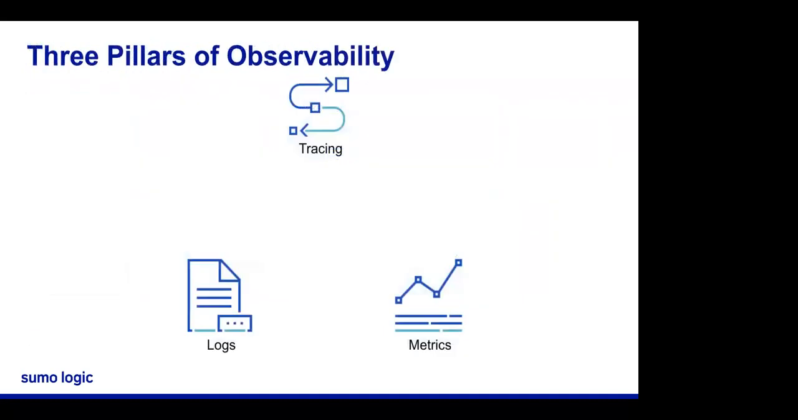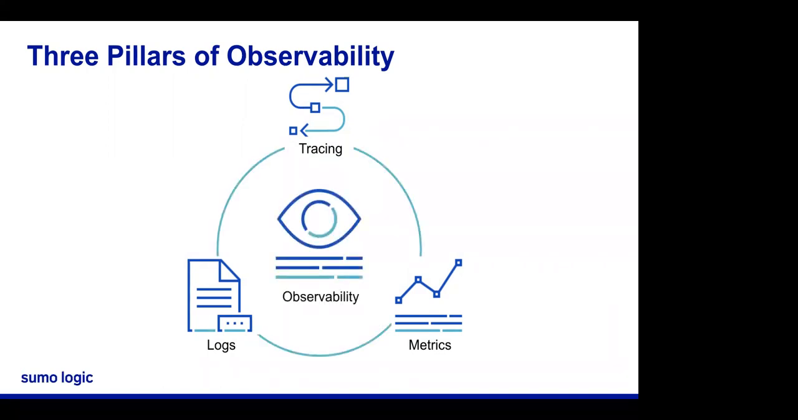So the three pillars of observability, as I mentioned before, are logs, right? Our logs that you can use that you typically tell us why something went wrong. Our metrics, which tell us what is going on.